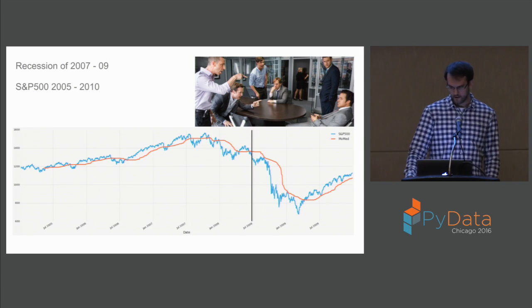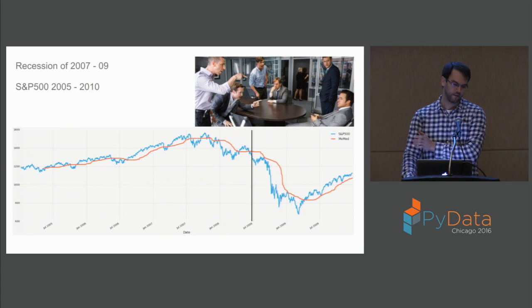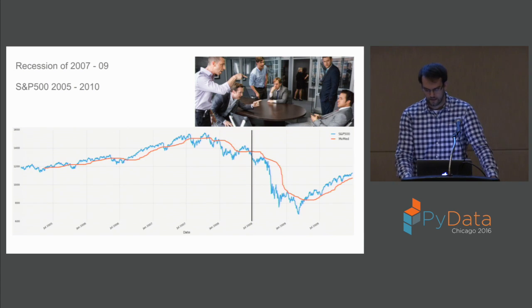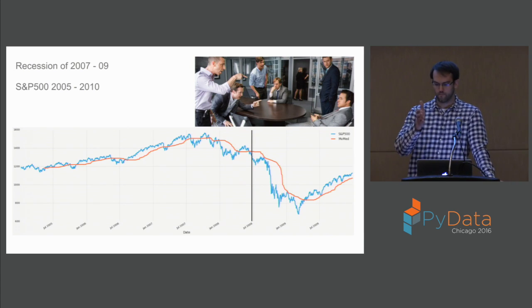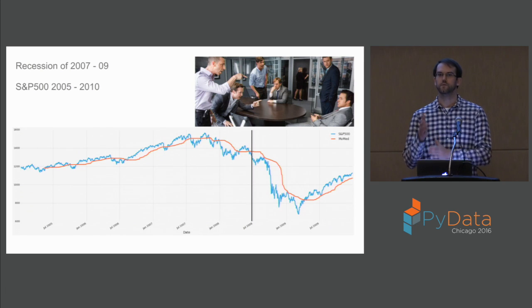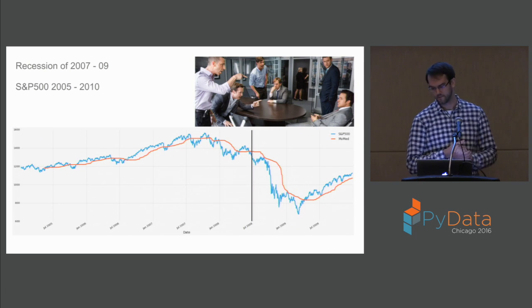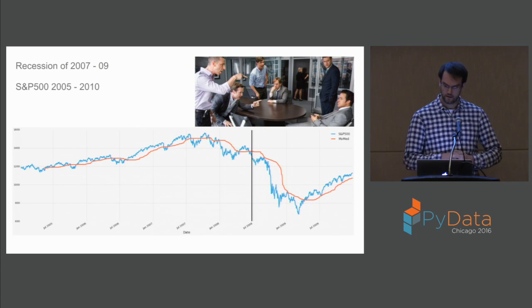So this is the S&P 500. The blue line is the open value of the S&P 500 from 2005 to 2010, and this black vertical line is where the algorithm detected a level shift happened. Okay, so the middle of 2008. We know what happened then.